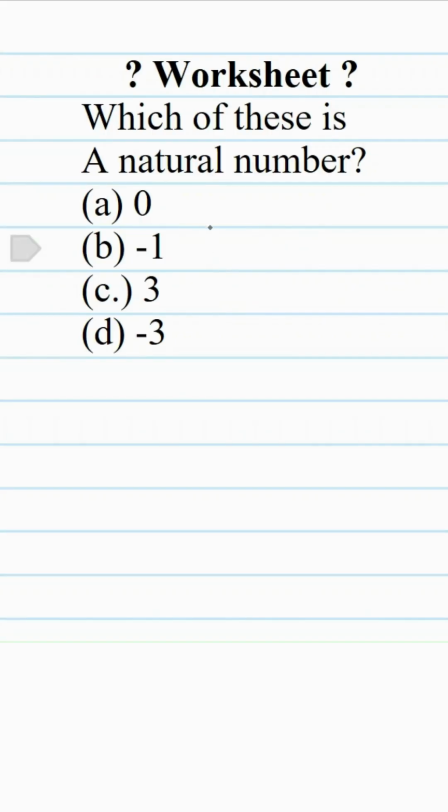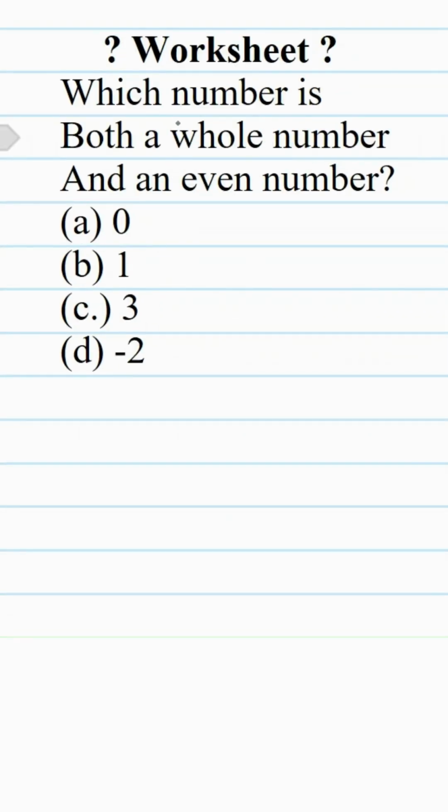Before we go, let's test our knowledge to see if you understand today's session. Which of these is a natural number? Do you know it? Good. If you said 3, you are correct. So 3 is a natural number. 0 is not a natural number. -1 is not, and -3 is not. So 3 is a natural number.